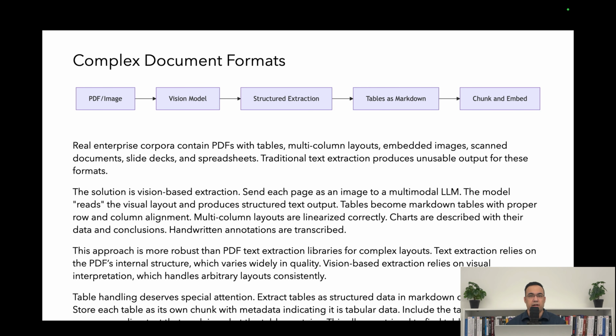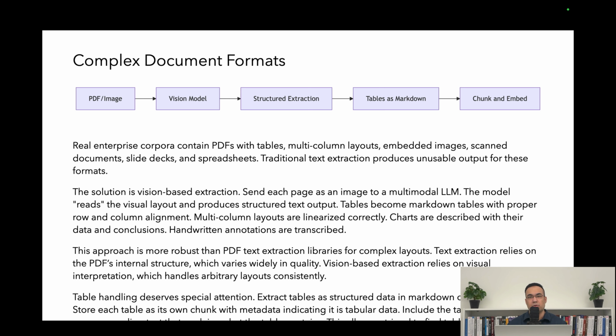Now let's talk about handling complex document formats that break traditional text extraction. A real enterprise corpus contains PDFs with tables, multi-column layouts, embedded images, scanned documents, slide decks, and spreadsheets. Traditional text extraction produces unusable output for these formats. The solution is vision-based extraction. We send each page as an image to the multi-modal LLM. The model reads the visual layout and produces structured text output.